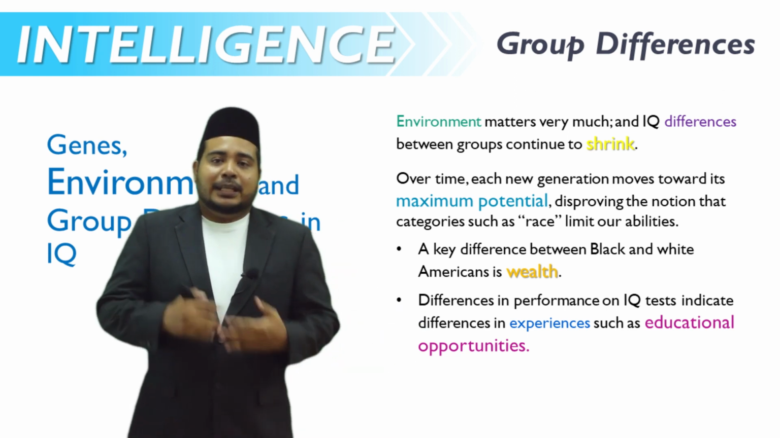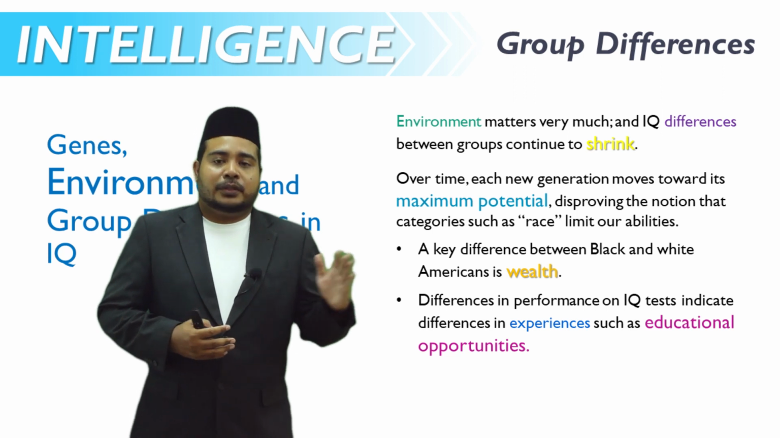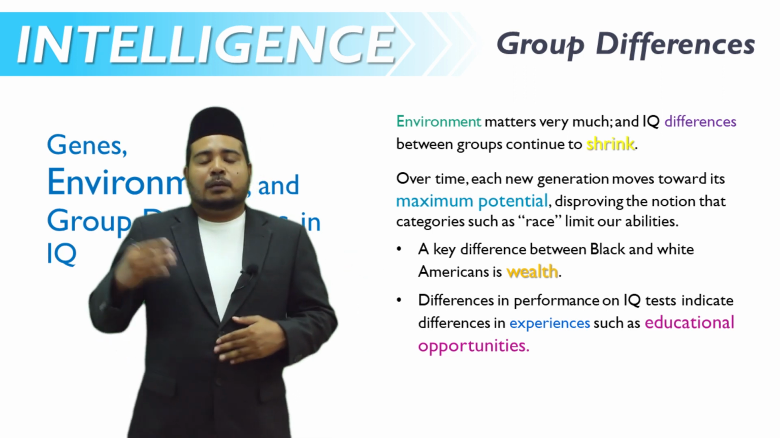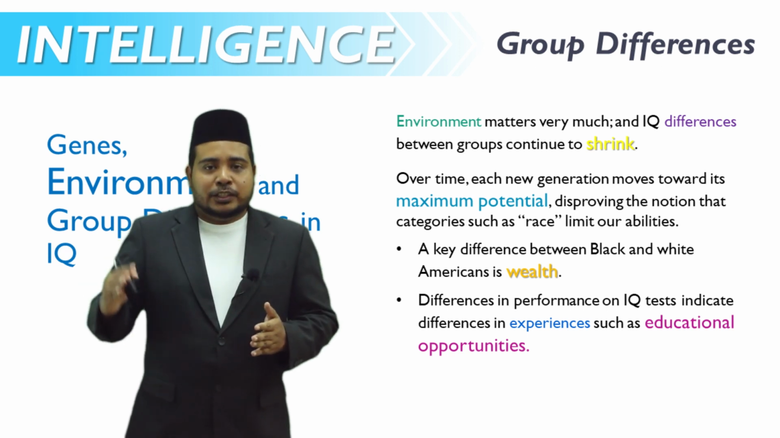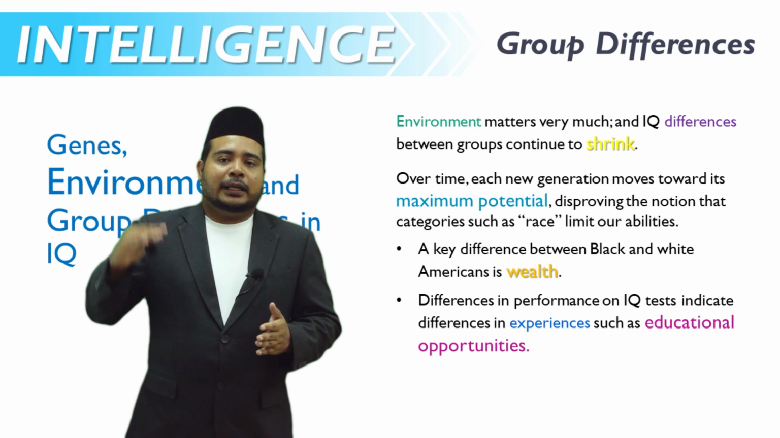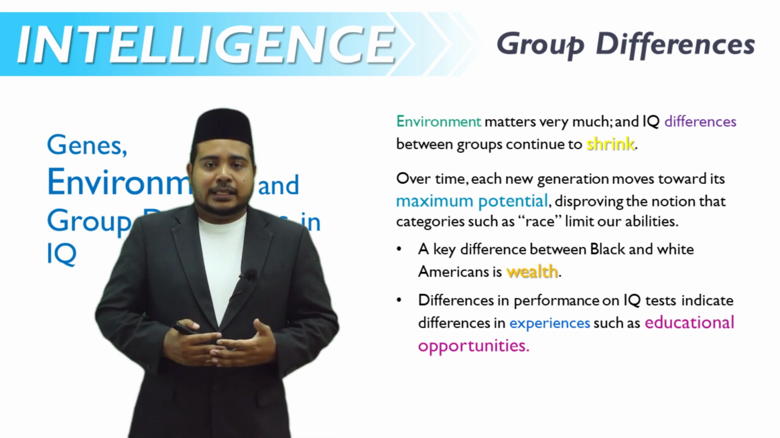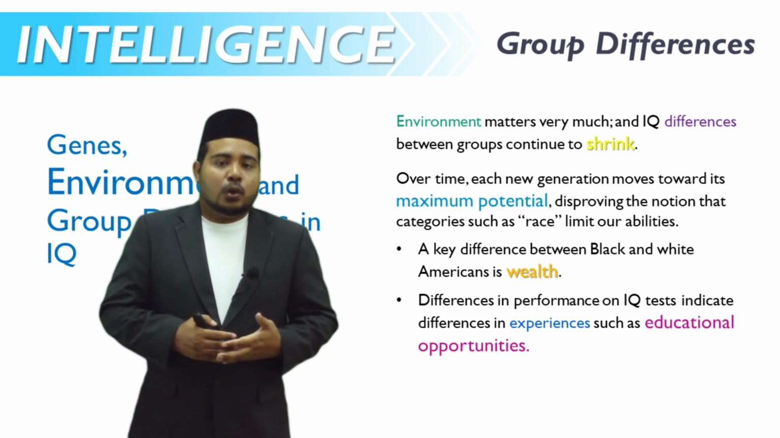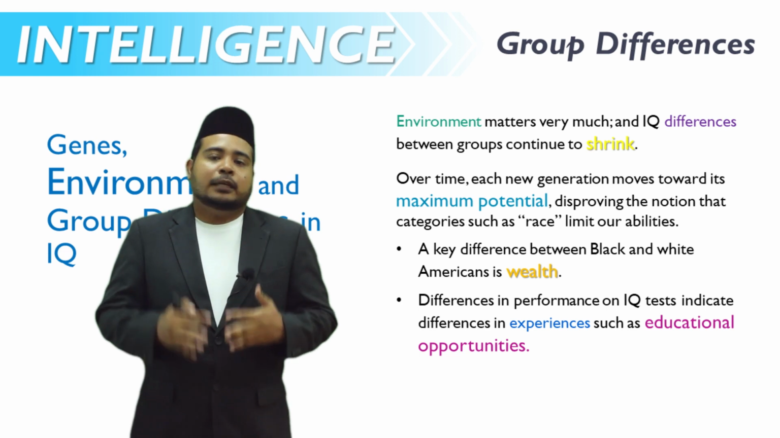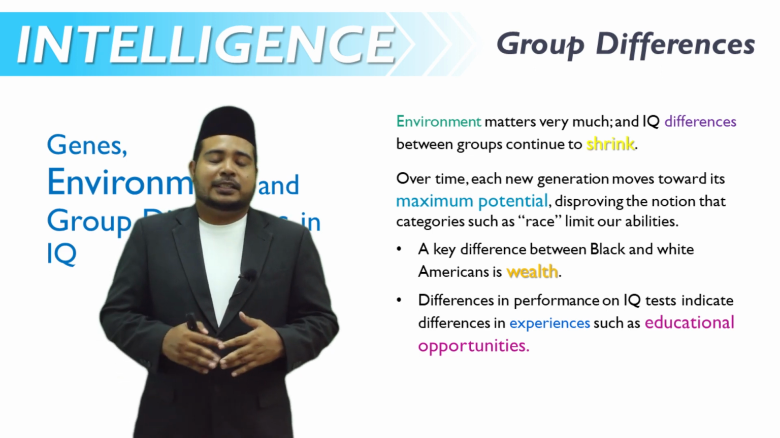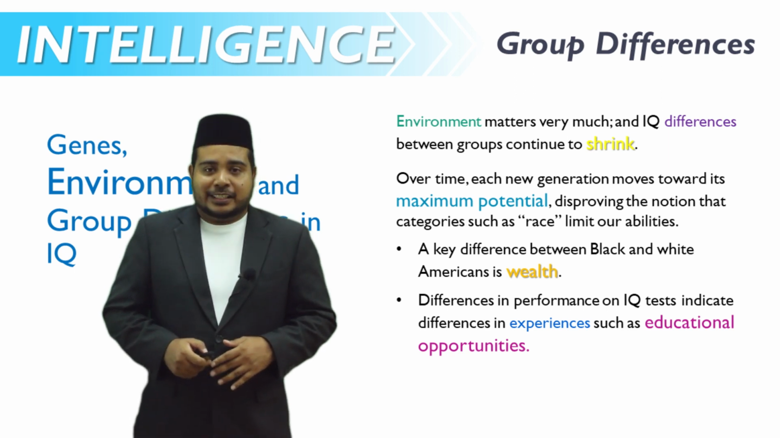Over time, each new generation moves towards its maximum potential, meaning that if someone is able to achieve the top score, then with each new generation, people are getting cleverer and cleverer, so they develop even more intelligence. Disproving the notion that categories such as race limit our abilities. So it's basically not applicable. So intelligence is not about race.